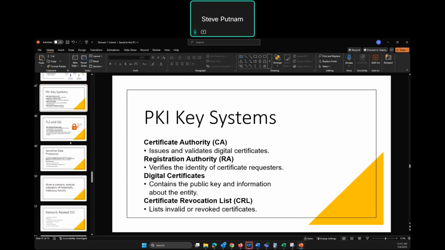All right, let's look at the different PKI components. We have the certificate authority, which issues and validates the digital certificates, and the registration authority that verifies the identity of certificate requesters. Digital certificates contain the public key and information about the entity. And the certificate revocation list lists invalid or revoked certificates, so you know if someone is using a revoked certificate.